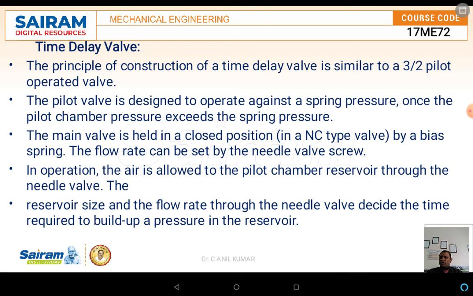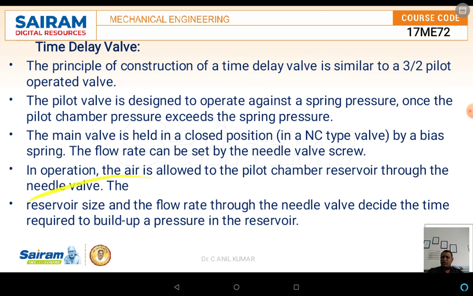The next part we are discussing is the time delay valve. The principal construction of the time delay valve is similar to a 3x2 pilot operated valve. The pilot valve is designed to operate against the spring pressure. Once the pilot chamber pressure exceeds the spring pressure, the main valve is held in a closed position. In operation, the air is allowed into the pilot chamber reservoir through the needle valve.